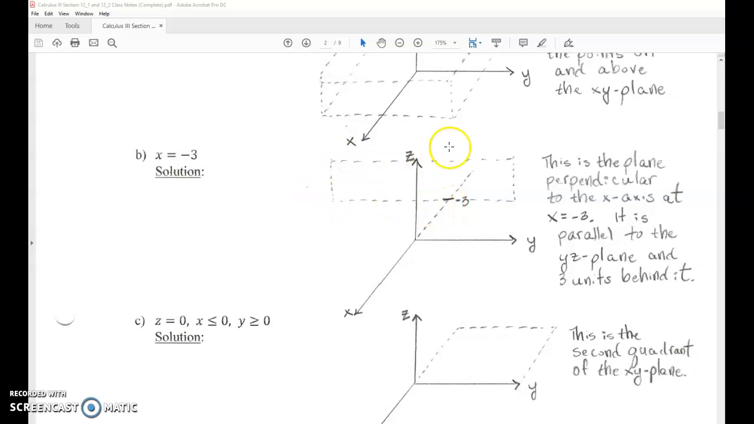So again, I've drawn these dotted lines, but you have to imagine they can go infinitely in the y and the z directions. So it's the plane at x equals minus 3, perpendicular to the x-axis at x equals minus 3.